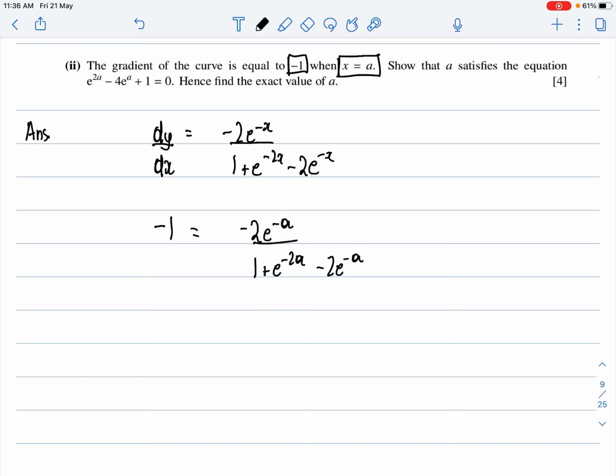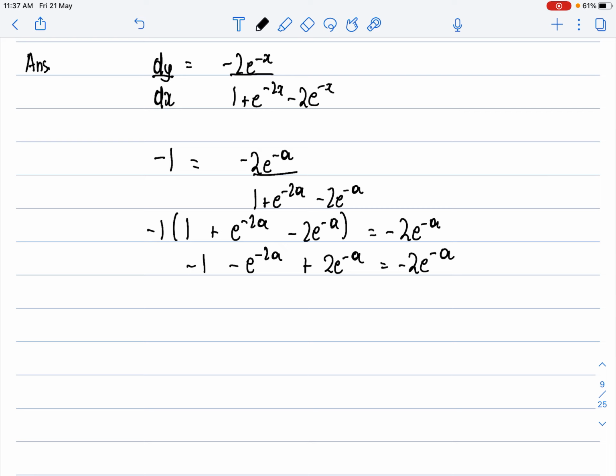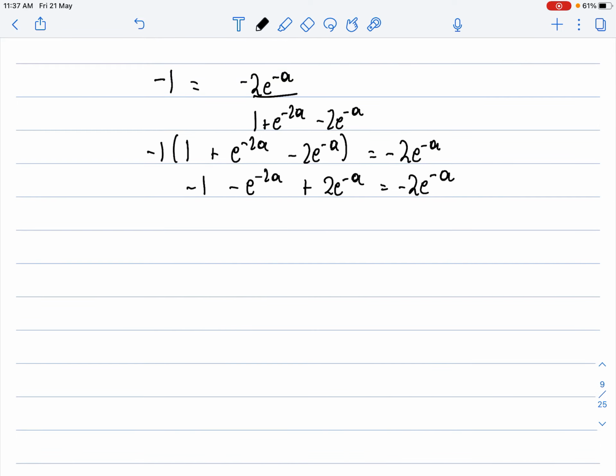Now what I can simply do is write this as minus 1 into 1 plus e raised to minus 2a minus 2 e raised to minus a equals minus 2 e raised to minus a. So I can write this as minus 1 minus e raised to minus 2a plus 2 e raised to minus a, which is equal to minus 2 e raised to minus a. Now I can write this as minus 1 minus 1 over e raised to 2a equals minus 2 e raised to minus a minus 2 e raised to minus a.